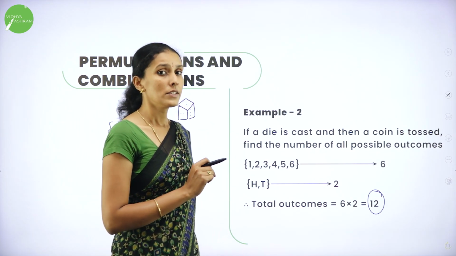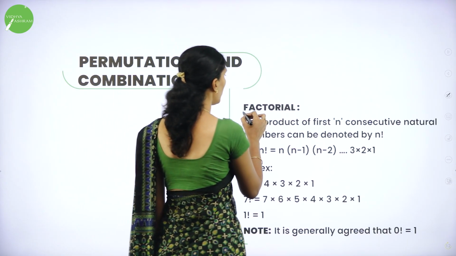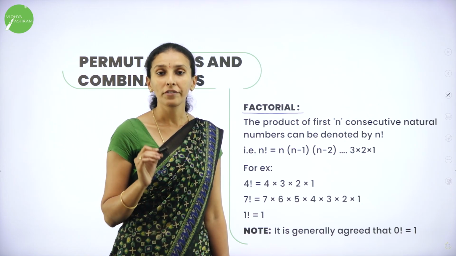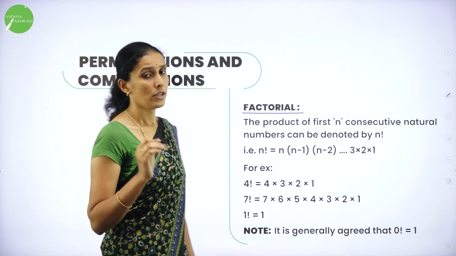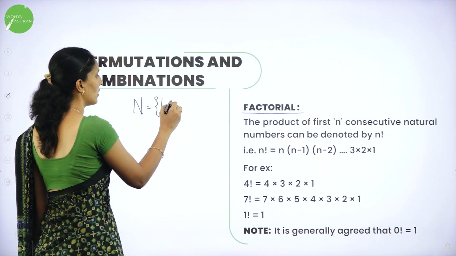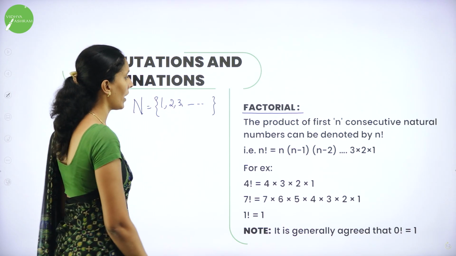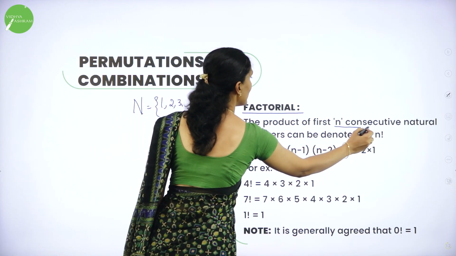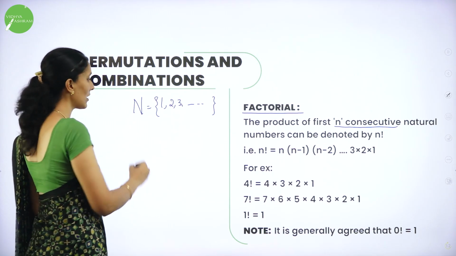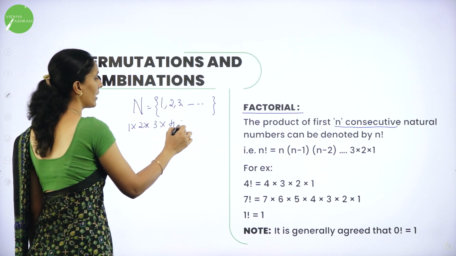into n. Okay, so now let me start one more thing, that is factorial. So what do you mean by factorial? Factorial is nothing but the product of first n natural numbers. So what are the natural numbers? N, we know, starts from the set 1, 2, 3, etc., to infinity. See here, I said n consecutive. Consecutive means the very next number. Suppose I take 5 numbers, that is 1 to 5: 1 into 2 into 3 into 4 into 5.